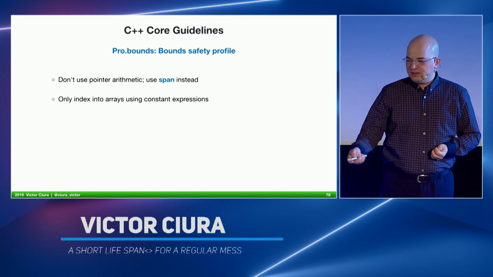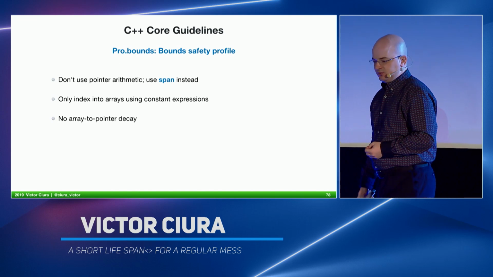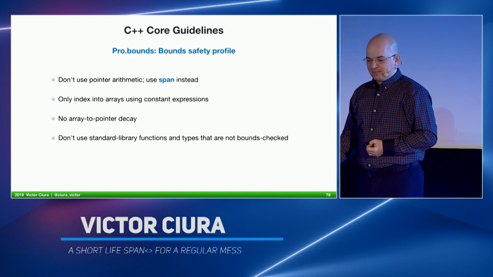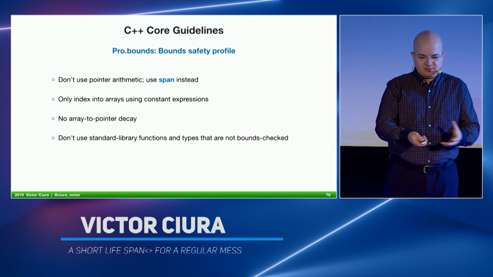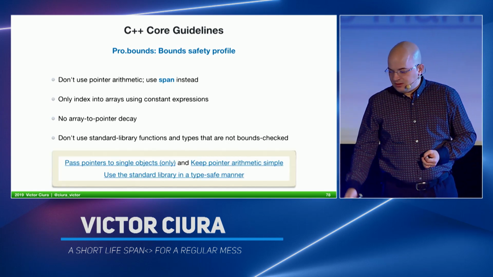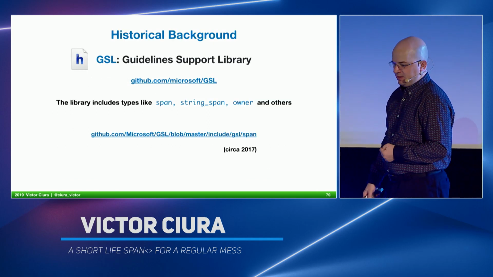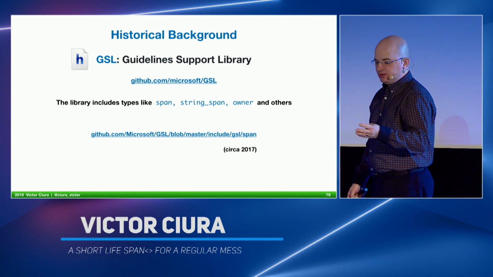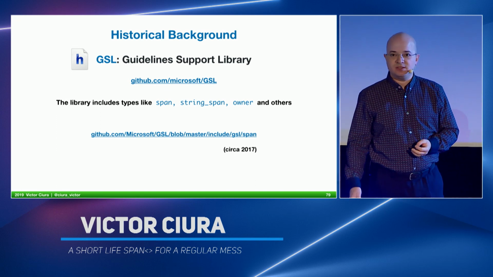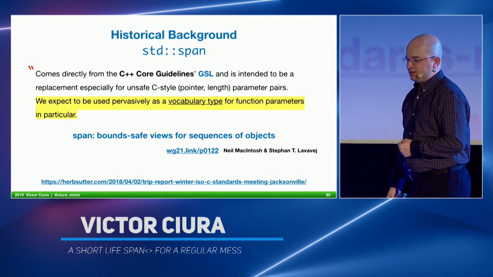Bounds safety profile: indexing arrays using constant expressions, no array to pointer decay, the usual stuff we run into. Right, the gist of it is be explicit, use span. Again, some links to dig into with more examples and details there. So I mentioned the GSL. It introduced span, string span, and owner types. We now recognize those as string view and span. So it's an older design.